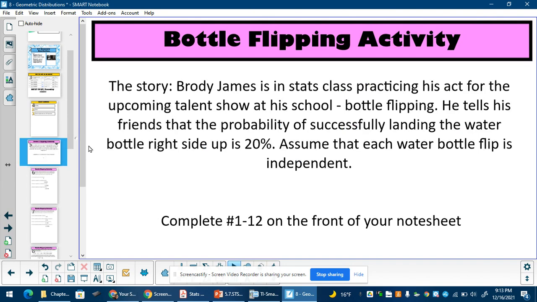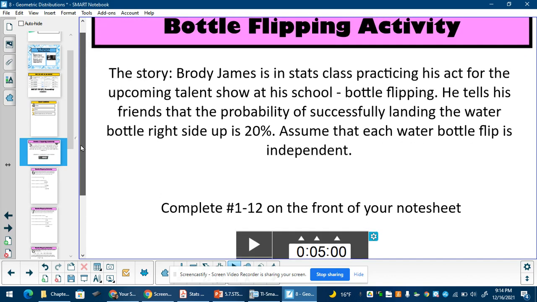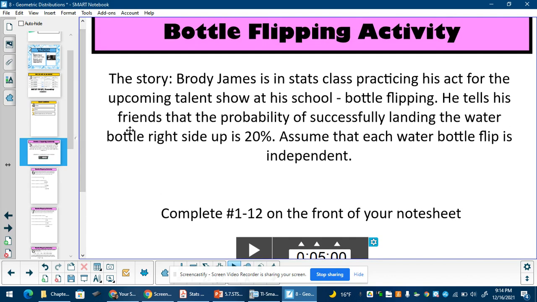So what you're going to do first is try to complete numbers 1 through 12 on the front of your activity sheet. So Brody James is in stats class. He's practicing his act for the talent show, which is bottle flipping. And he says that it's a 20% chance the bottle lands right side up. So you're going to go ahead and work through numbers 1 through 12. Go ahead and pause the video.